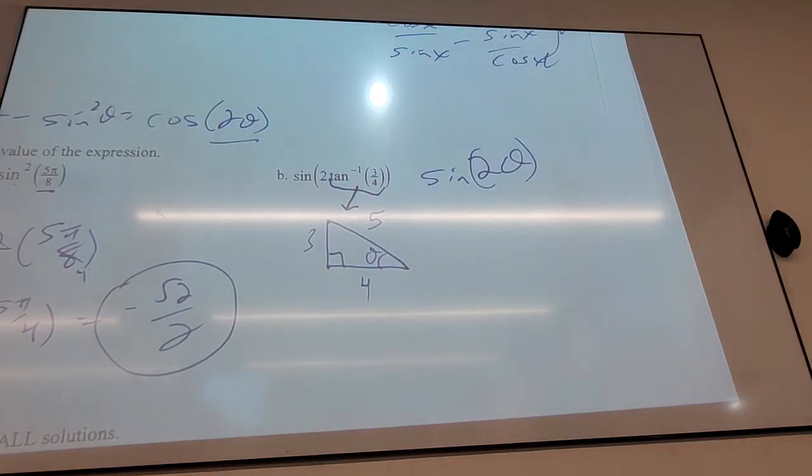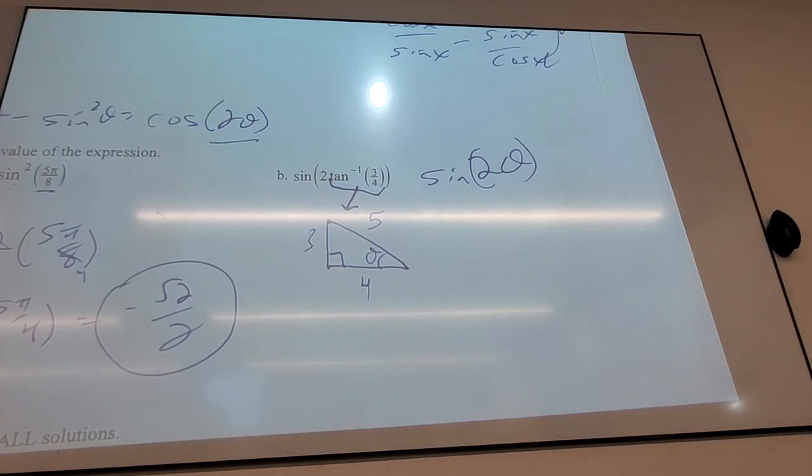Now, if the question was, what is the sine of theta? The answer is 3/5. I'm done. Is that the question? So 2 times... I don't know anything about twice theta. Do you guys see what I'm saying? I know everything about theta. You ask me a question about theta, I'm done. I see it all right there. I don't know anything about twice theta.